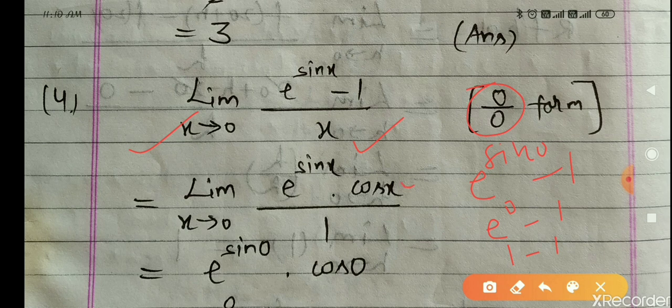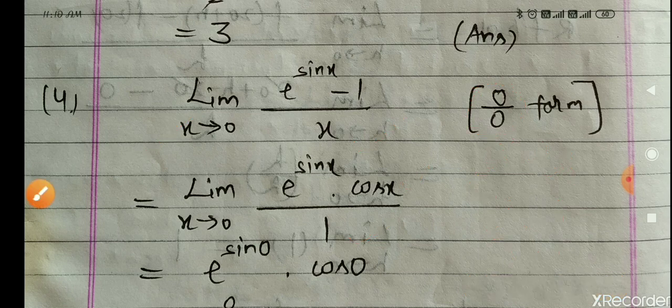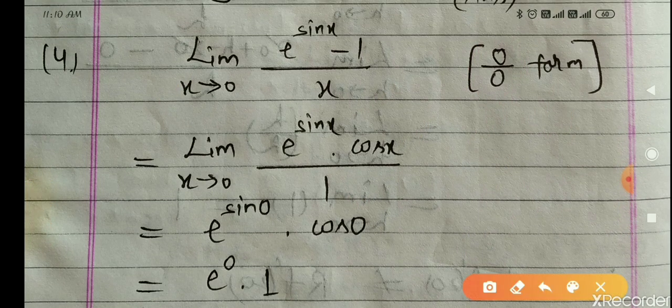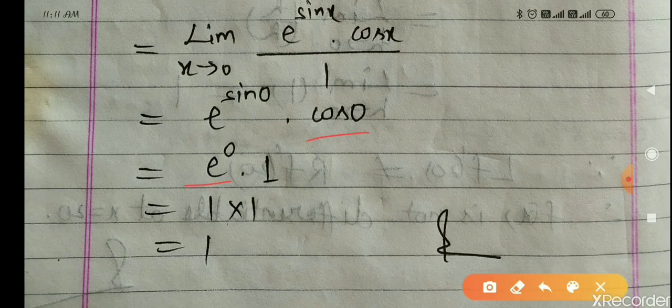So now numerator and denominator differentiate separately. So differentiation of numerator, differentiation of e to the power x is e to the power x; here differentiation is e to the power sin x, and differentiation of sin x is cos x. In denominator, differentiation of x is 1. Now after this you can put direct value of x, e to the power sin 0 multiplied by cos 0. So e to the power sin 0 means e to the power 0, cos 0 value is 1. E to the power 0 value is 1 multiplied by 1 is equal to 1. So final answer is 1.